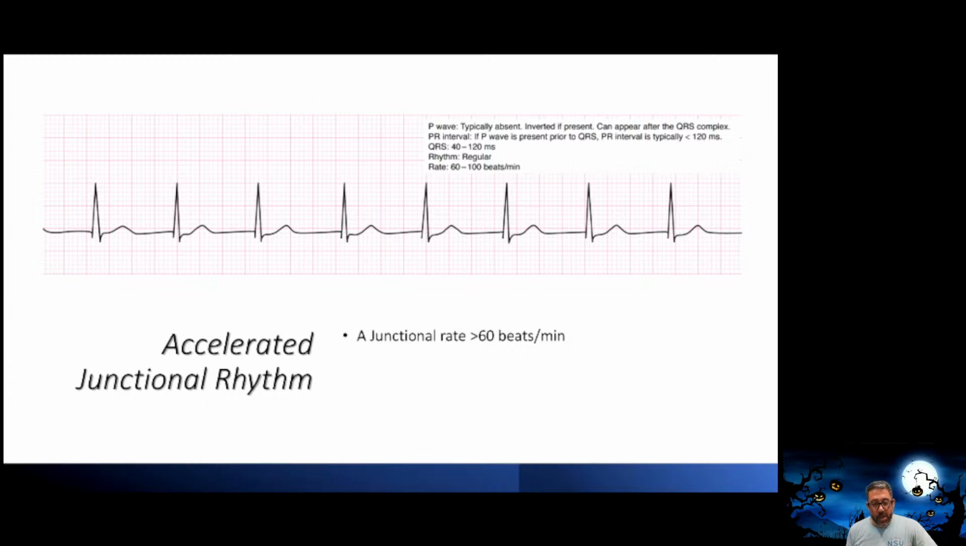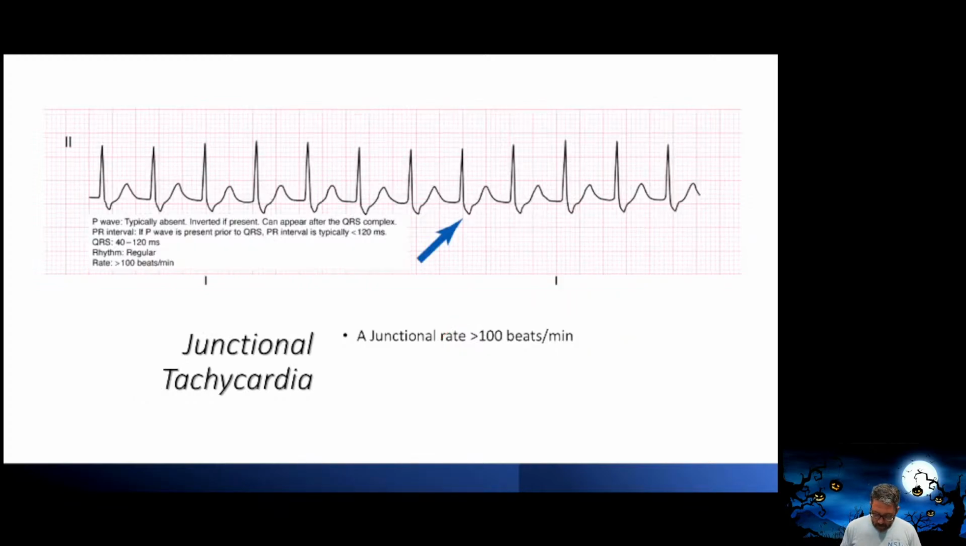An accelerated junctional rhythm is still a junctional rhythm. There's still not going to be any P waves there. It's just that the rate is going to be greater than 60. But again, absent P wave or an inverted P wave or maybe a P wave that happens after that QRS complex. But that's going to be your accelerated junctional rhythms.